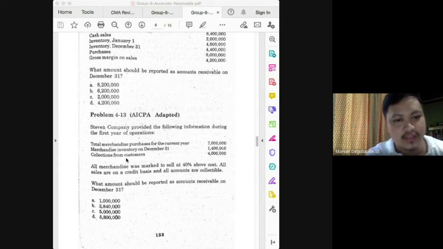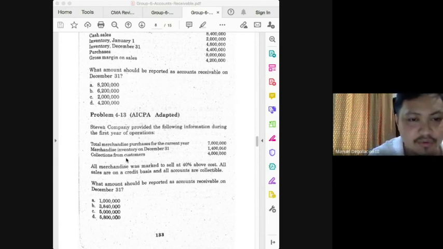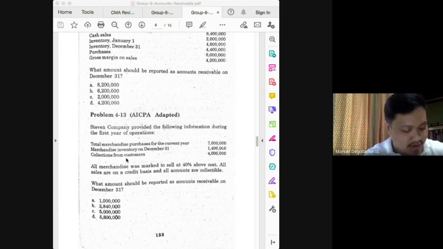Okay, so the entire 7,840,000 would be the amount that entered the accounts receivable ledger for the year. And since we are looking for the ending balance, we will have to deduct the collections. And how much was the collections for the year? 4 million. So that means the ending balance is 3,840,000. Therefore, the answer here is Bravo.